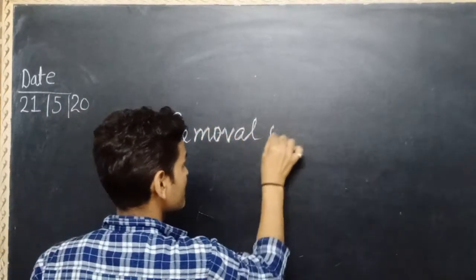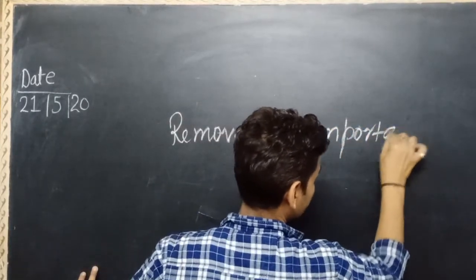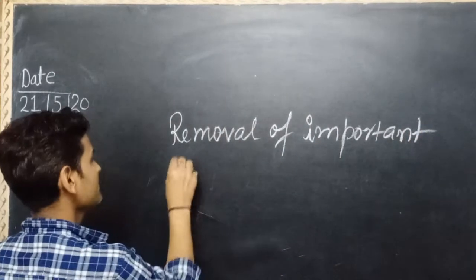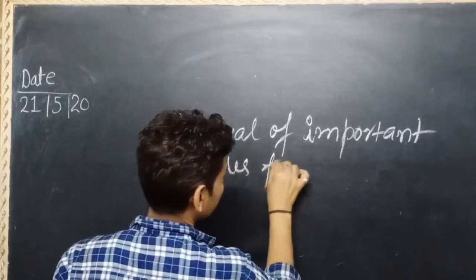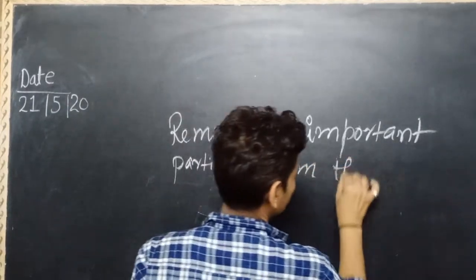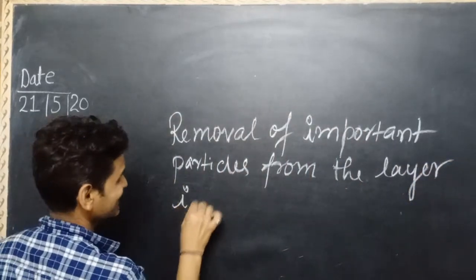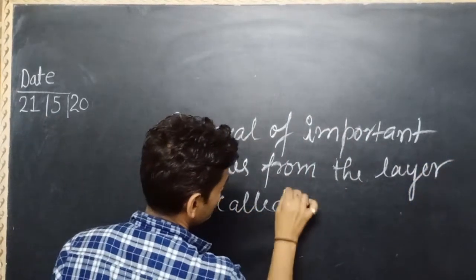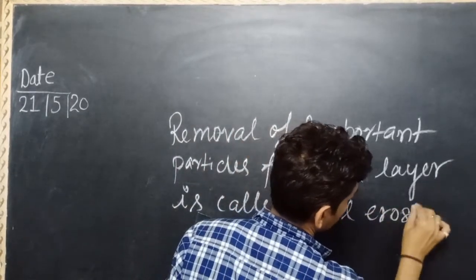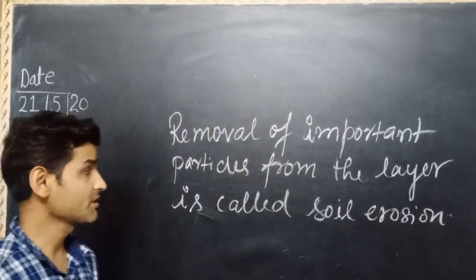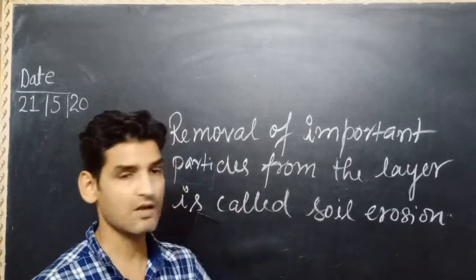removal of important particles from the layer is called soil erosion. Okay, means removal of important particles from the layer is called soil erosion.